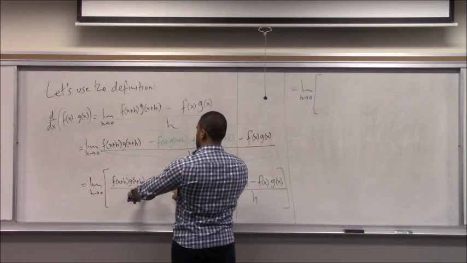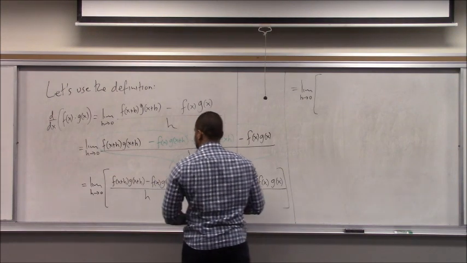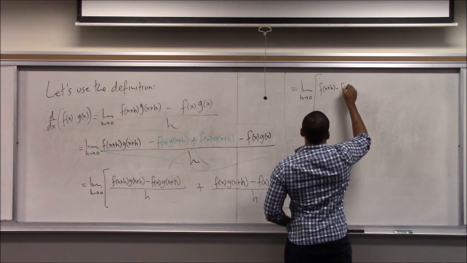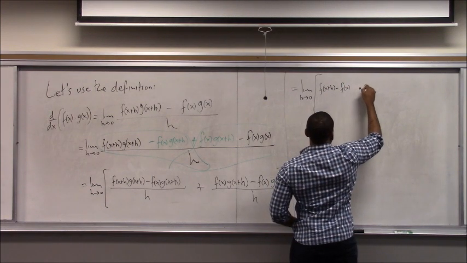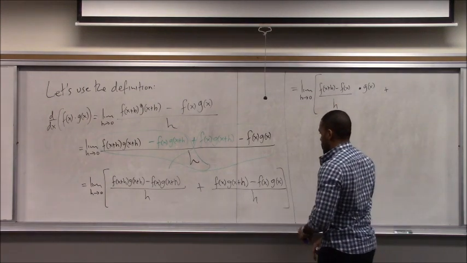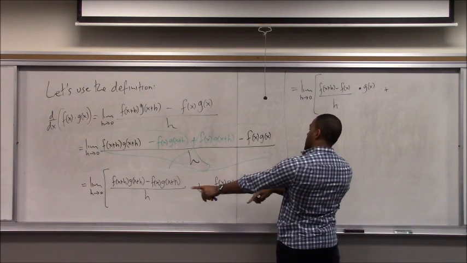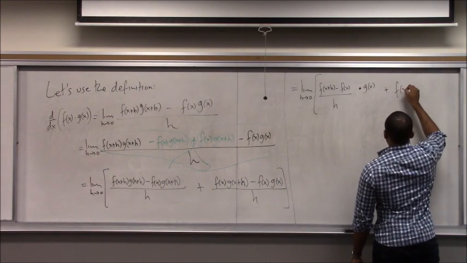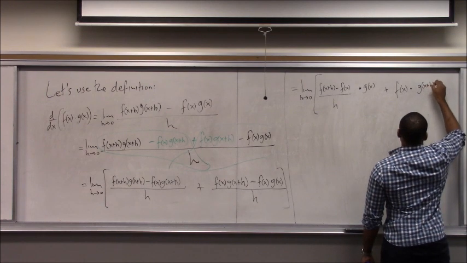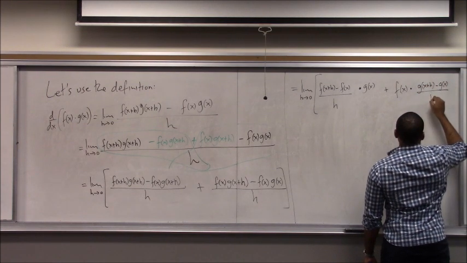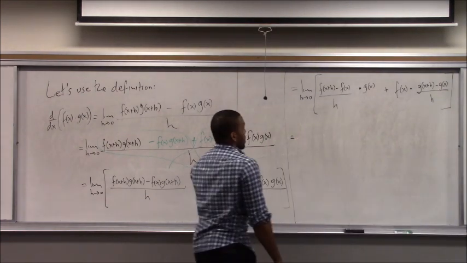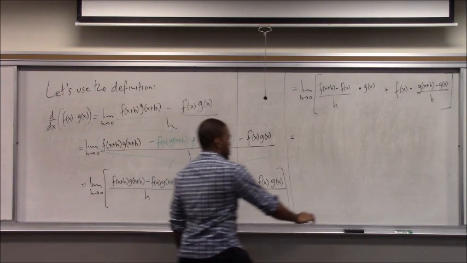So this g of x plus h here is a common term. I can factor that off. I'm going to factor that out, and I'm going to move it to the right, just because. Plus, here, f of x is a common term. I can factor that off. Let me factor that off to the left. And now I'd be left with this. That was g of x plus h.